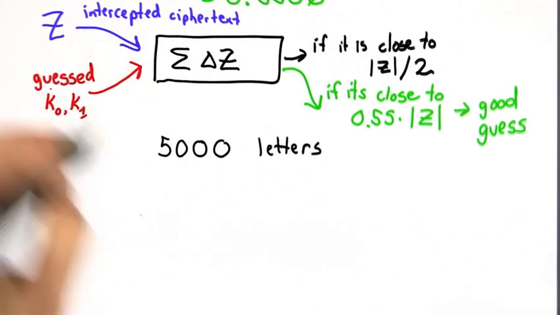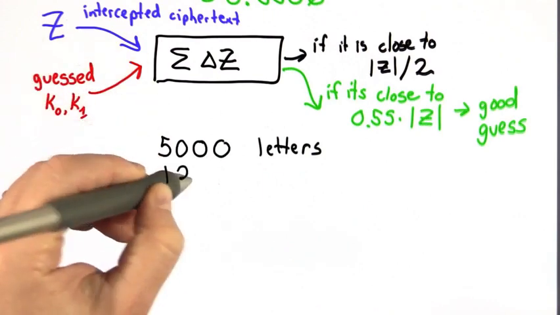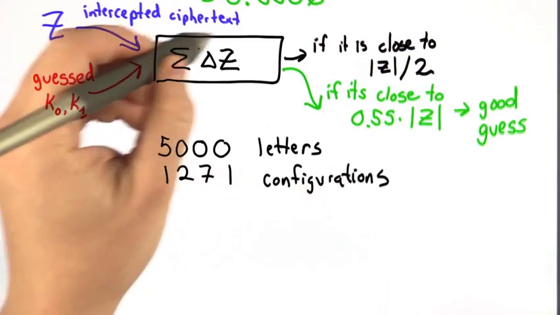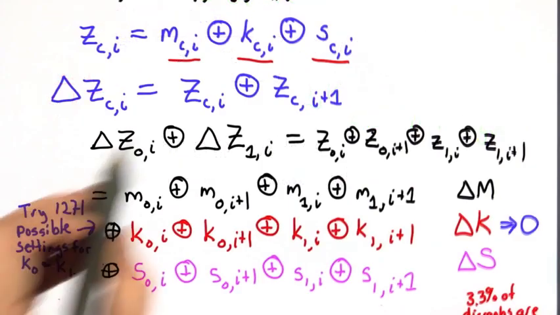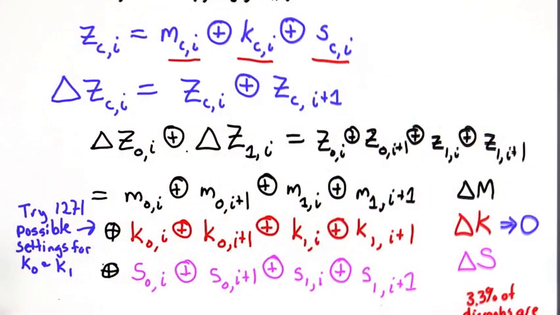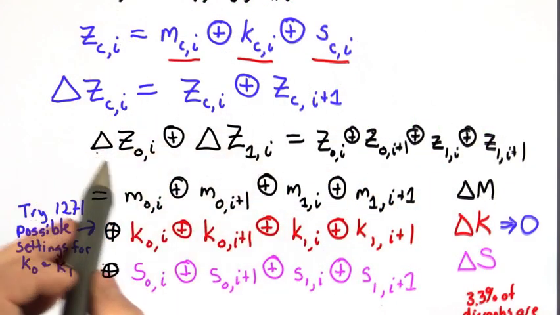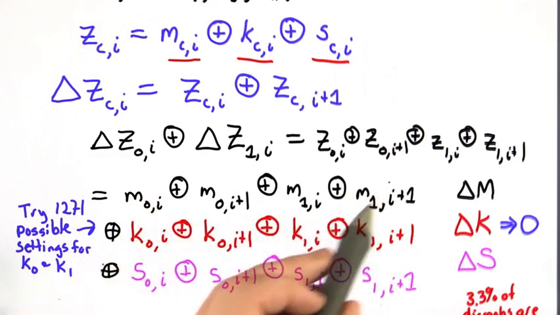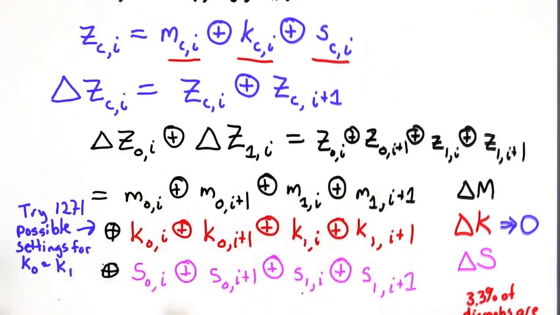key. You need to try all the configurations of K0 and K1. And for each one of those configurations, you have to compute this double delta. What we're computing for each configuration is this double delta, the XOR of 2 deltas. And that involves computing all these XORs. We need the XORs of the keys XORed with the messages and the S wheels.